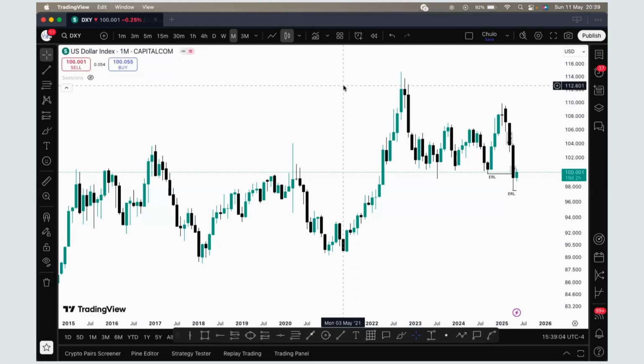So if I'm using the weekly time frame as my directional bias, I will use the 4 hours.